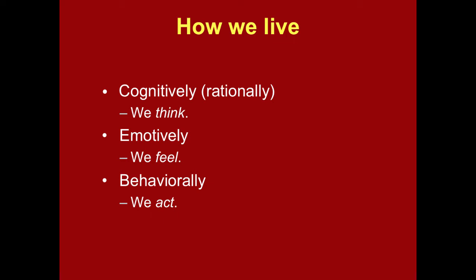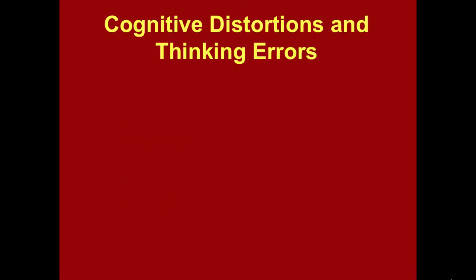Today we are going to take a close look at how we live cognitively and how our thoughts prompt our feelings and behavior, or our emotional and behavioral reactions. Because we're going to look at regulating our negative emotions or behavioral reactions, we're specifically going to look at cognitive distortions and thinking errors. These distortions are part of our implicit memory system.